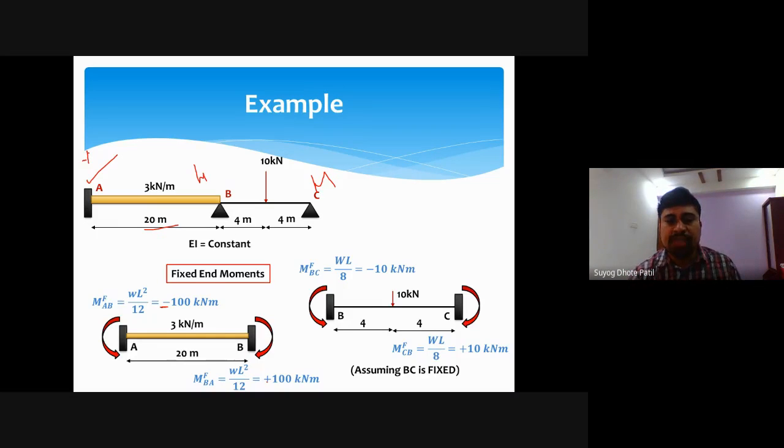Okay. So MFBC, again, a single point load at the center, 4 meter distance. So MFBC will be WL by 8, so minus 10 and plus 10. This moment is anti-clockwise, so minus 10 is there, and this moment is clockwise, so plus 10 is there. So these are the fixed end moments. Again, these diagrams are known as FBDs. So this is an FBD of beam AB, and this is an FBD of beam BC. It is drawn considering all the joints are fixed, but in the practical case it is not fixed.